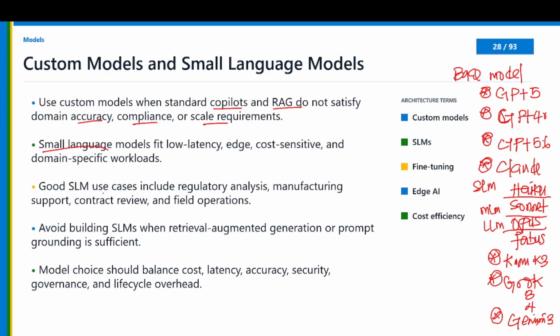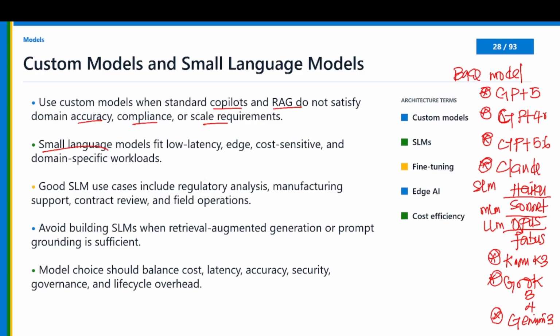So good SLM use cases include regulatory analysis. You can use an SLM for regulatory analysis; you need to build a regulatory analysis agent, so choose an SLM like Claude IQ. Then, if you need manufacturing support, use an SLM like Claude IQ. You need contract review, just an agent that will look at a contract and review it, use an SLM. You need summarization, an SLM is enough. You need feed operation and administration, an SLM is enough here.